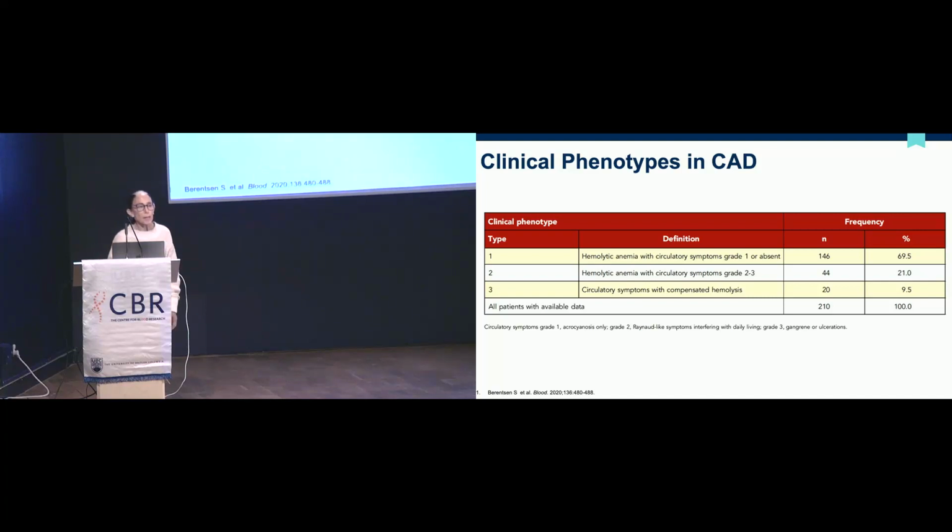So we know that if you look at the types of cold agglutinin disease, you can see hemolytic anemia alone or with very little symptomatology, or you can see hemolytic anemia with the circulatory findings, or sometimes you can just see the circulatory findings itself. And you can see the percentages. Most patients will present with some component of hemolysis.